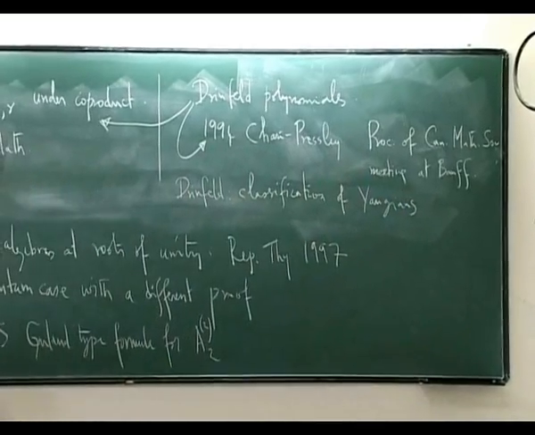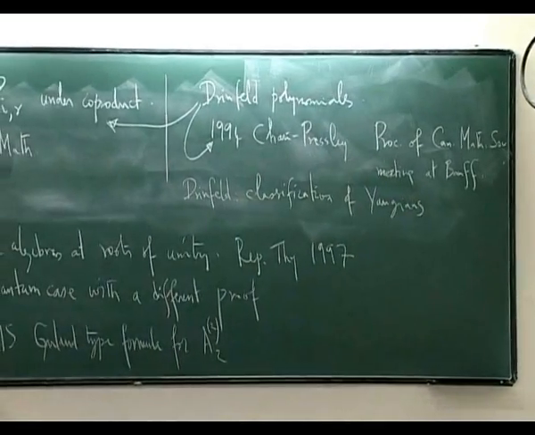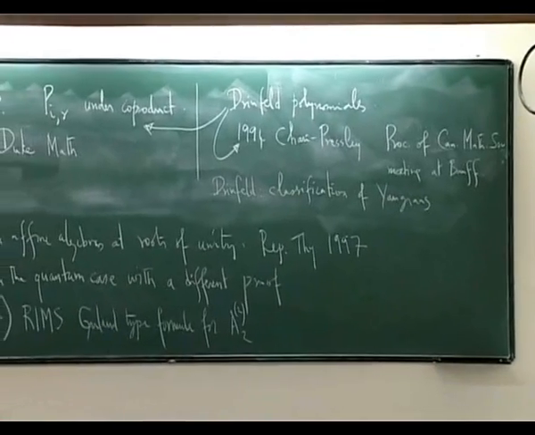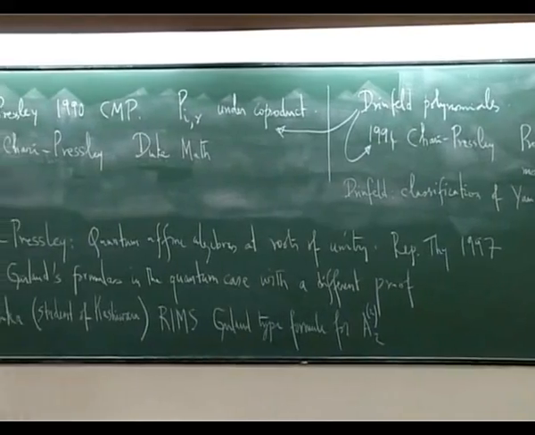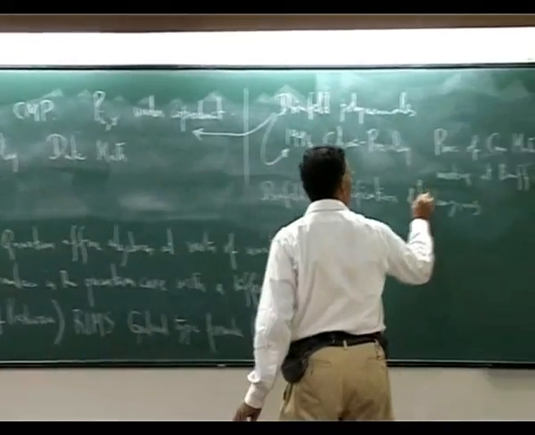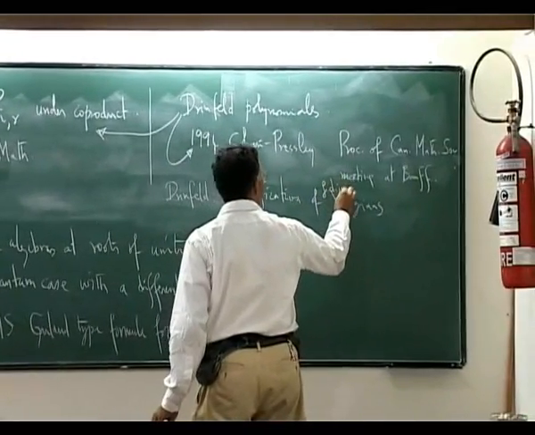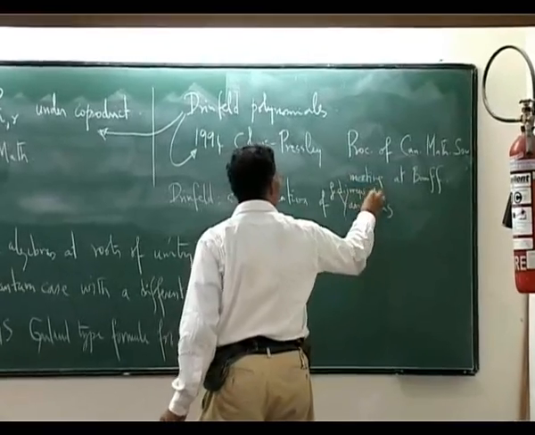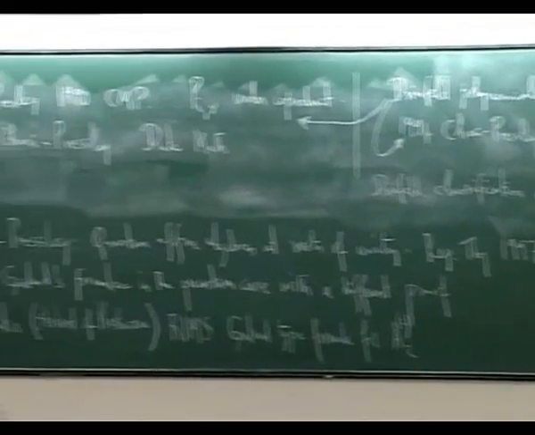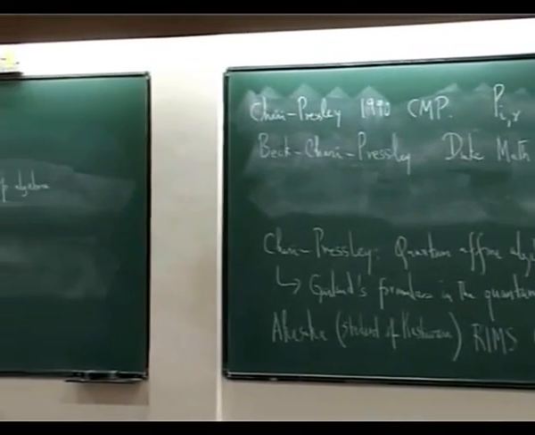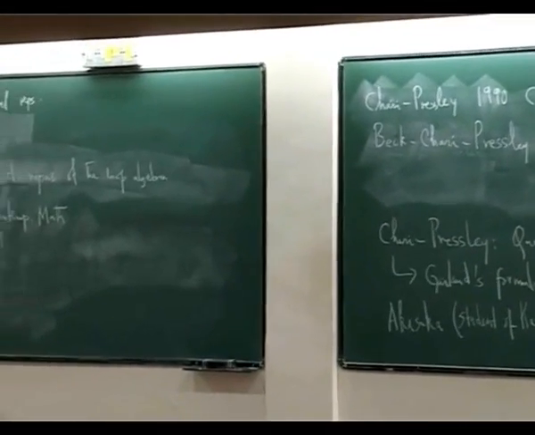So Drinfeld announced, what did he say? He announced a classification of representations of Yangians, so irreducible finite dimensional representations of Yangians. Okay, and those are also given by polynomials. So I'll tell you what a Yangian is, that's another interesting thing. The Yangian is a deformation of the current algebra.